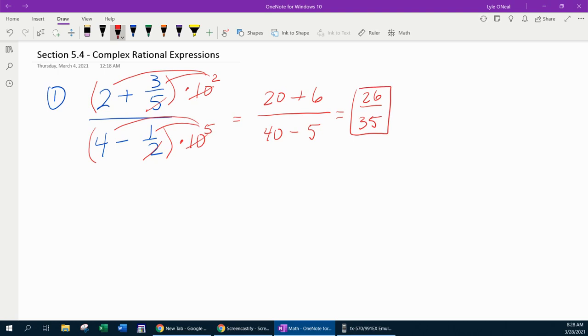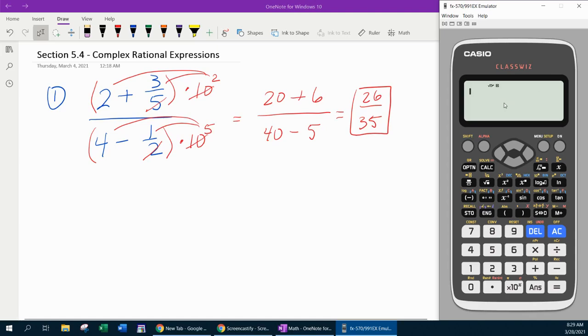Now, since this is a purely numerical expression, our Casio does a fantastic job of handling this. So in your Casio class whiz, what you want to do is start with the fraction button, and then enter the numerator, which is 2 plus 3/5. 2 plus. Now, for the 3/5, you simply hit the fraction button again and put in your 3/5. And then you move to the denominator and put in your 4 minus a half, again using the fraction button for the half.